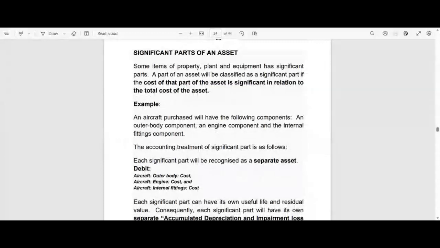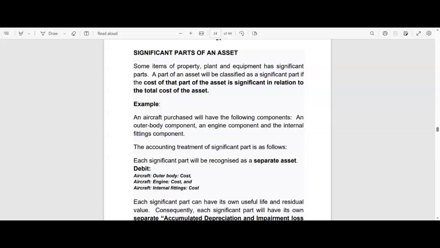So now really we are going to talk about significant parts, ladies and gentlemen. We've spoken about this briefly a few weeks ago already, but now we are going to go into more detail. You remember the example that we used a few weeks ago. A typical example is an aircraft. So if you own, let's say, a Boeing 747, and the left wing needs to be replaced, you are not going to replace the whole aircraft at $450 million. You're only going to replace that left wing that has been damaged, right?